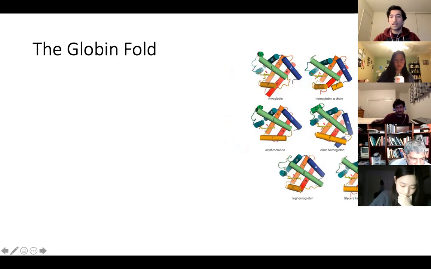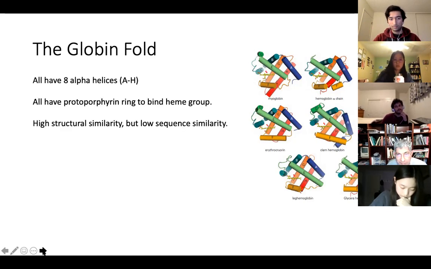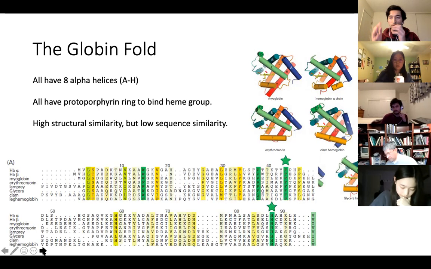Here you can see 8 different globins from pretty diverse species. The first 3 are all from humans, and then you even have plants as well as clams and worms, so a pretty diverse group of species. Notice that even though they've come from pretty different evolutionary lineages, they all have 8 alpha helices. They all generally look the same. Functionally, they all contain a porphyrin ring that binds a heme group and ultimately does its job of binding oxygen, which is what the globin fold is for. But they are still able to accomplish all of this despite having very low sequence similarity.